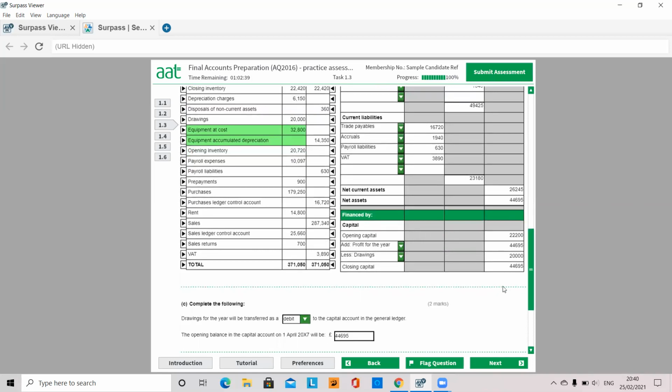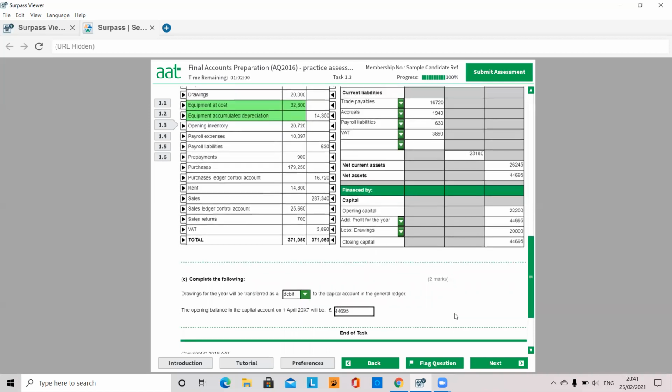Drawings, so these drawings of 20,000. Drawings for the year will be transferred as a debit to the capital account, as we know. So your capital is on the credit side. Whatever is in the capital you've got, you take off those drawings by debiting it to give you a closing capital figure. So if you look at your capital account, you've got your opening capital plus your profits for the year. And then on the debit side, you would have your drawings, which gives us your closing capital of 44,695. Okay.